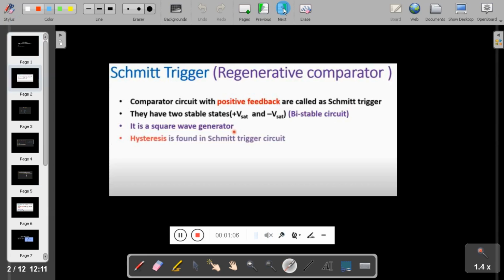The output of the Schmitt trigger is either positive Vsat or negative Vsat. Both are stable states. It is also known as a square wave generator. One more phenomenon found with the Schmitt trigger is hysteresis, which I will explain. This phenomenon is not there in the comparator. That means the Schmitt trigger can withstand the noise with respect to the signal. That is, Schmitt trigger has noise immunity compared to the comparator.